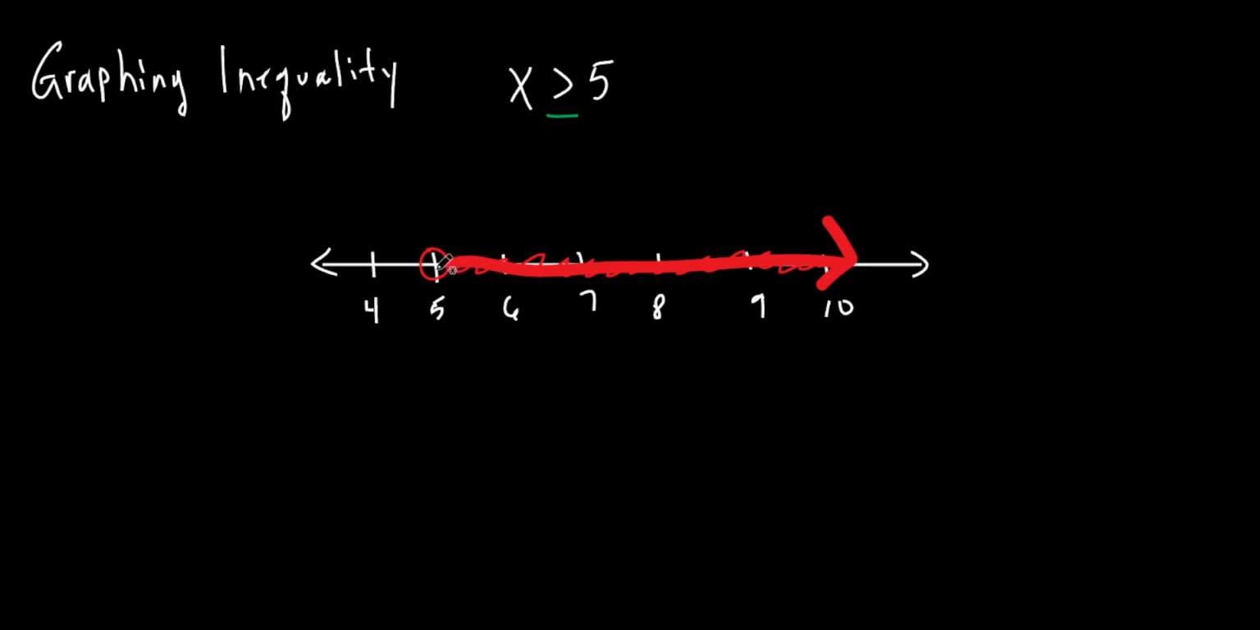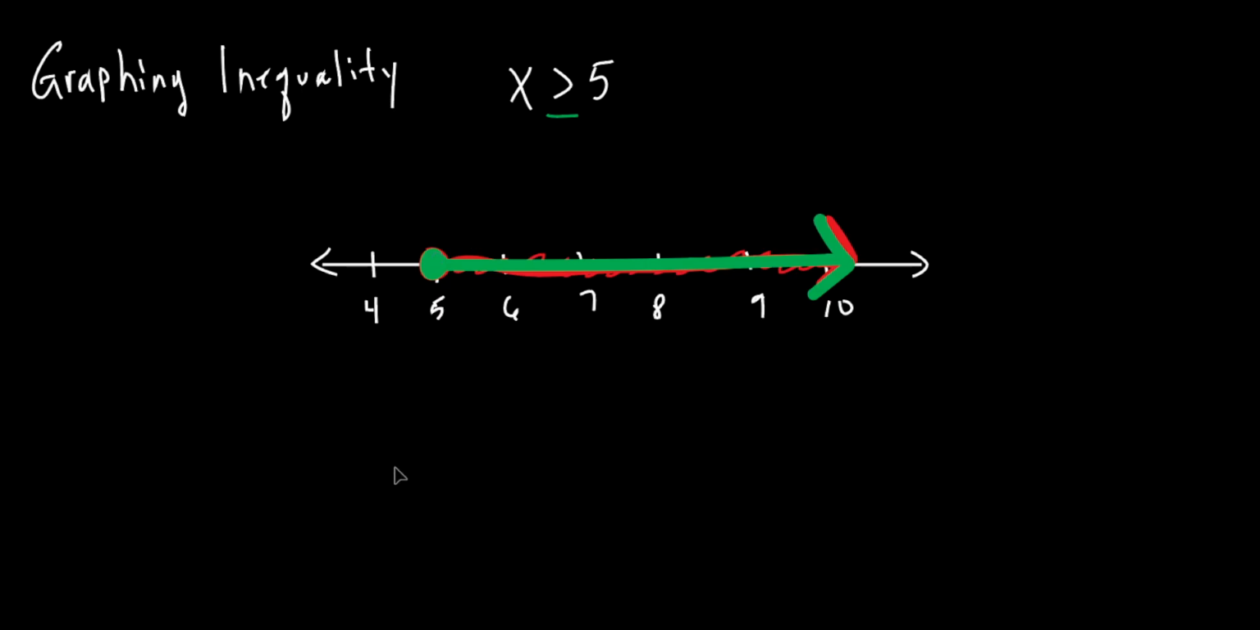So open means it does not include 5, but it includes everything just to the right of 5. But if it's "or equal to," then what do we do? Now we shade it in, and then you go like that. That's the difference. Everybody good? Yeah, pretty easy.